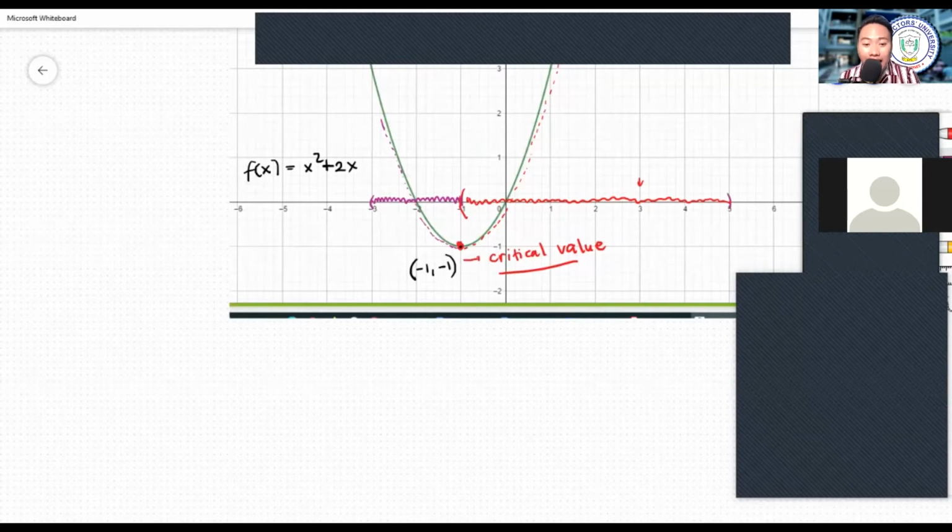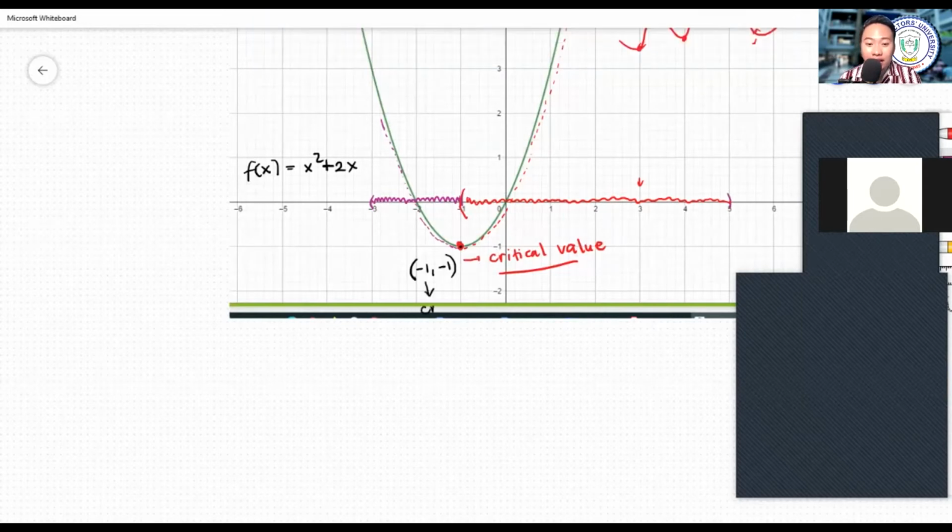This x, guys, is the critical value that we are talking about. This ordered pair is what we call the critical point. So I hope you see the difference between critical point and critical value. Critical value is the x value of the critical point. Critical point is actually a representation of an ordered pair. Okay. So how to use derivative, guys, to solve for critical value? This is very easy.